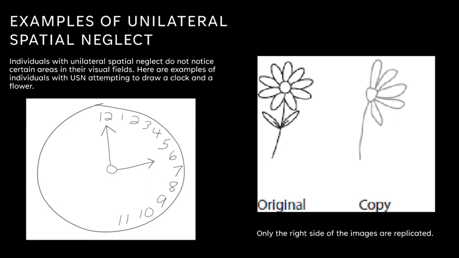Here are some examples of unilateral spatial neglect, just what someone would see if they had it. These individuals often do not notice certain areas in their visual field. Here are some examples where individuals were asked to draw a clock and a flower. As you can see, the left side of the drawings is completely missing in both pictures. The patient's brain only identifies the right side of their visual field and can only represent that corresponding side.